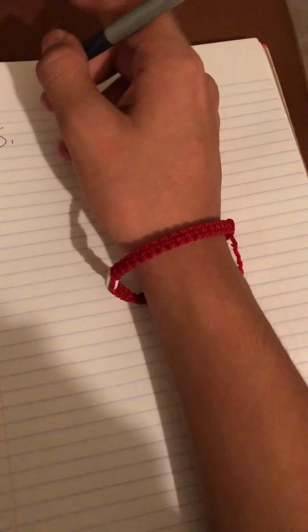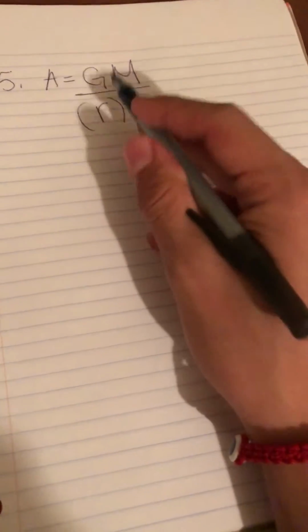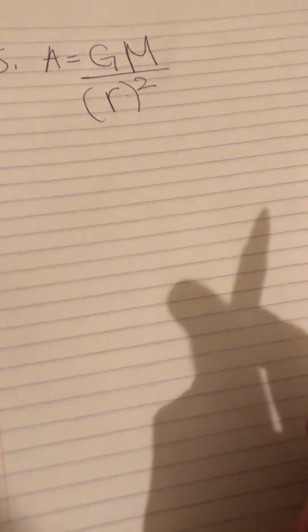So the formula will be acceleration equals the g constant, which is the same, times the mass of the planet divided by the radius of the planet squared. That's the initial formula for any problem. But now this problem is asking what would happen if the radius was 4 times bigger.